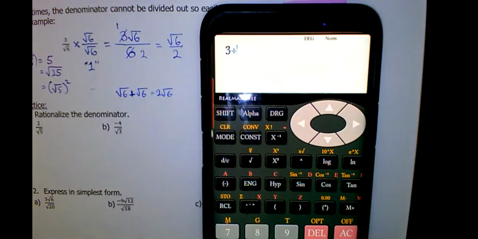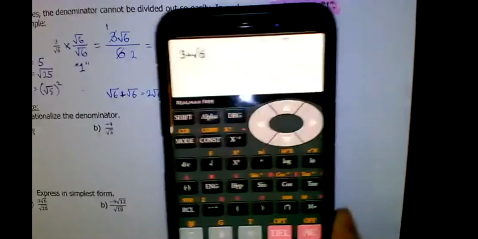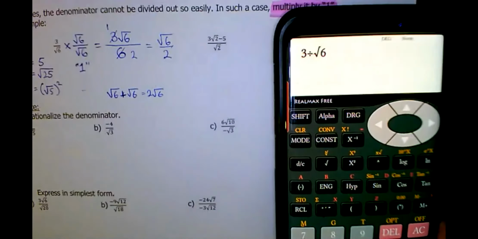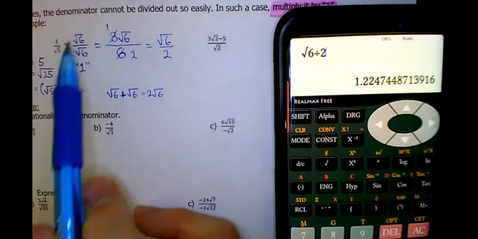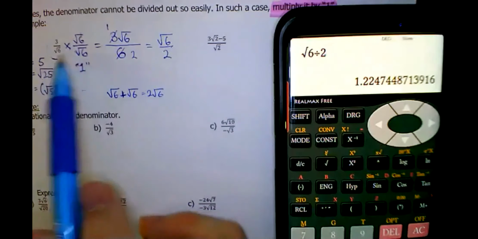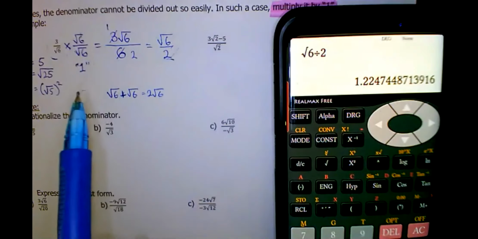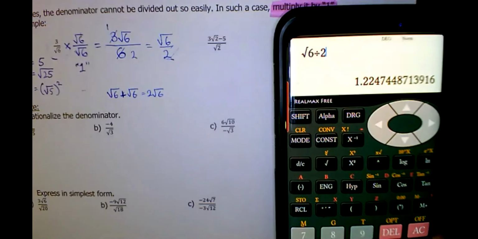3 divided by root 6 is 1.224. Root 6 divided by 2 is 1.224. And they should be the same because I'm multiplying by a 1. It shouldn't change the value of this number and that number. Okay.